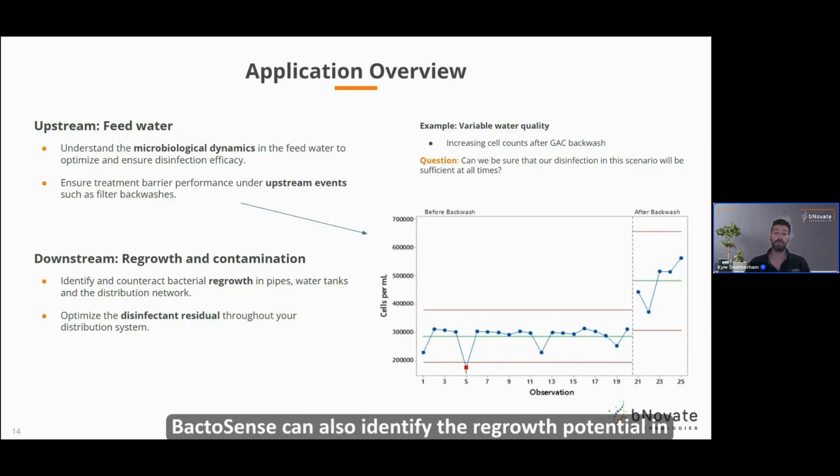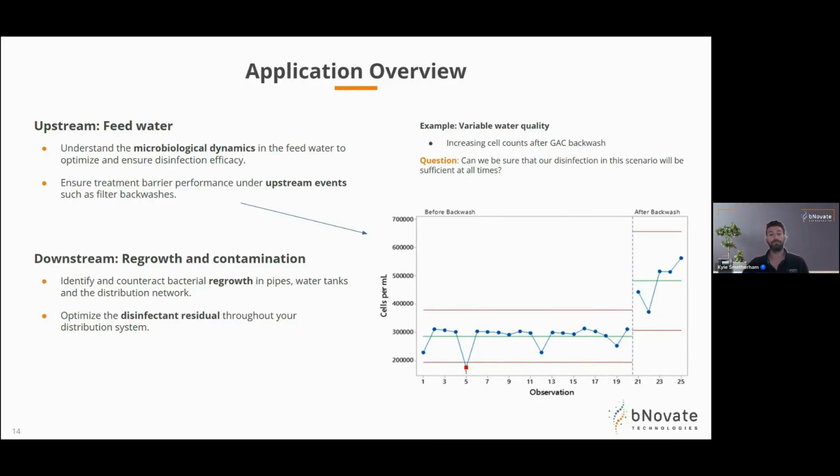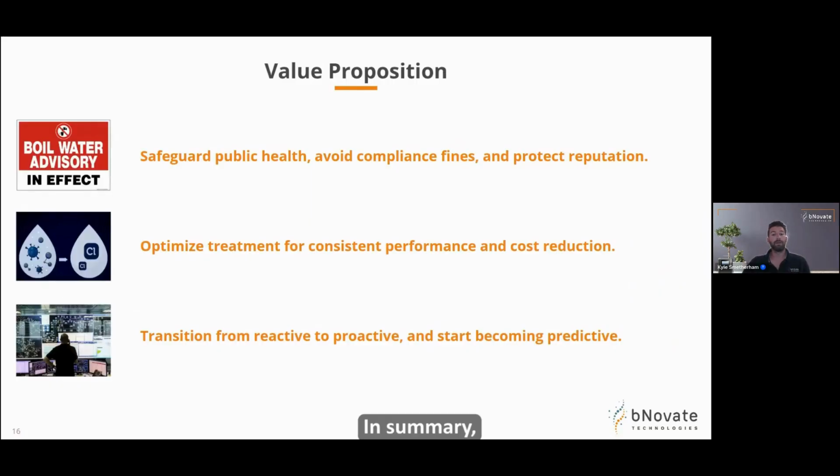Downstream in the network, BactoSense can also identify the regrowth potential in pipes, tanks, or even reservoirs, which can then be used to optimize chlorine residual levels. In summary, BactoSense is a powerful tool for chlorine disinfection, not only to detect these abnormal changes and give early warnings, but also to optimize process and better understand it. With this data, operators can then shift from reactive management to proactive and can even start taking a more predictive control.